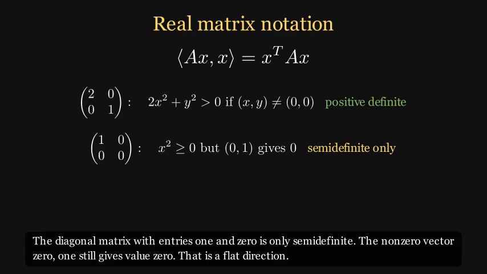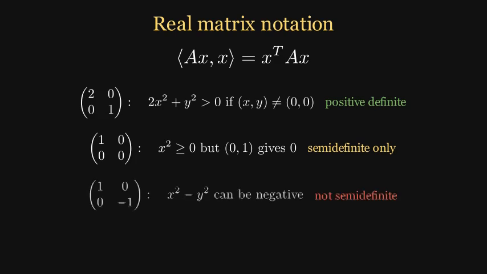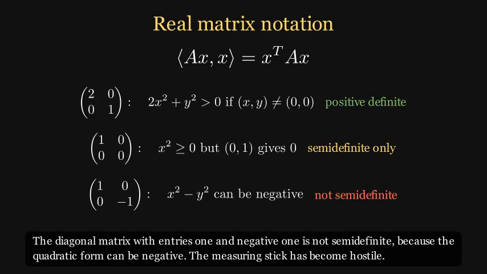The diagonal matrix with entries 1 and 0 is only semi-definite. The non-zero vector (0, 1) still gives value 0. That is a flat direction. The diagonal matrix with entries 1 and -1 is not semi-definite, because the quadratic form can be negative. The measuring stick has become hostile.